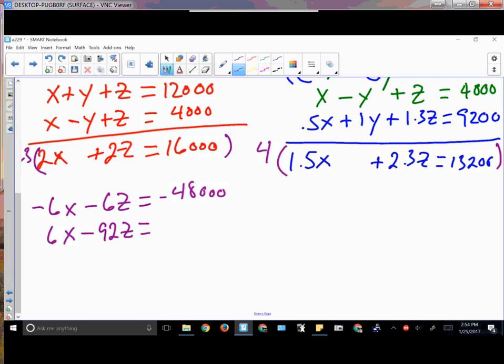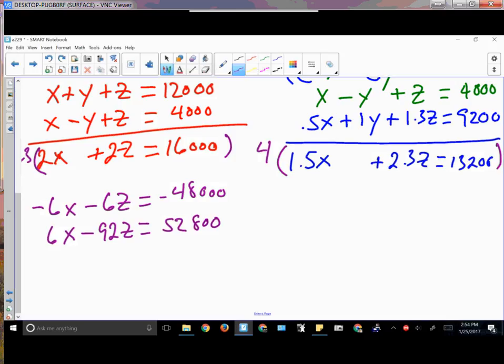is going to be equal to, now, I'm sorry, somebody's going to have to take a calculator and take 13200 and multiply it by 4. I'm not going to do that. Sorry. We got a calculator out there? Oh, come on. 52,800.